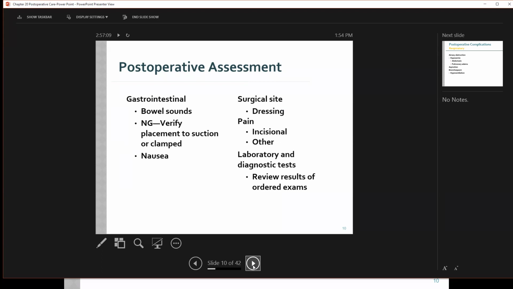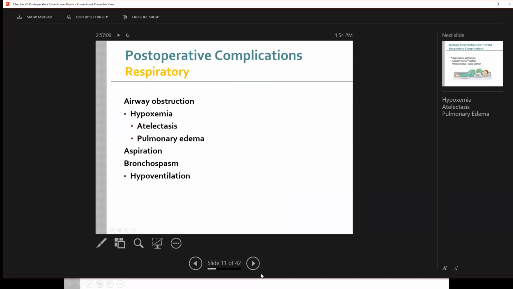Mark that. Make sure you note the details about the drainage. So color, amount. If the patient changes positions, do they have a large amount of drainage coming out? And pain, incisional pain and other pain. Laboratory and diagnostic tests, and then review the results of the ordered exams. On page 367 in your Lewis, you'll look for figure 20.1. This figure goes over potential problems in all areas.